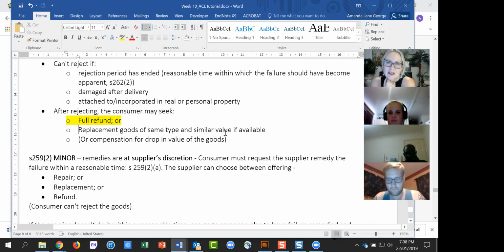Sorry, this is a major failure. Go and look at section 260 of the ACL. Here it is, it's back. I want my refund. Nice. Simple.